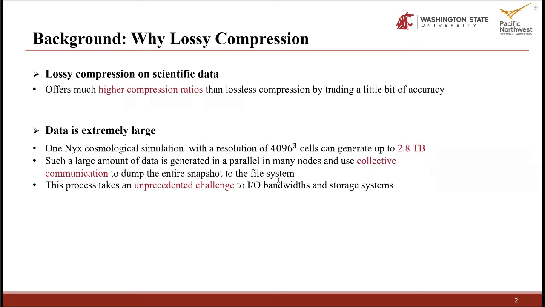And besides, such a large amount of data is often generated in a parallel manner on multiple nodes, each of which holds a proportion of the data, and must use collective communication to dump the entire data to the file system. Therefore, it is urgent to develop an effective data reduction method to reduce the size of data movement.